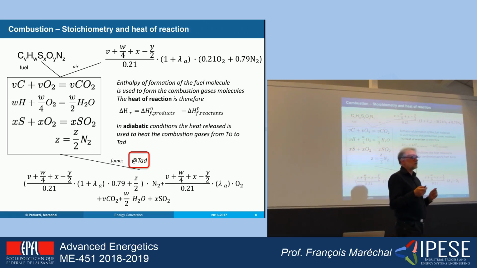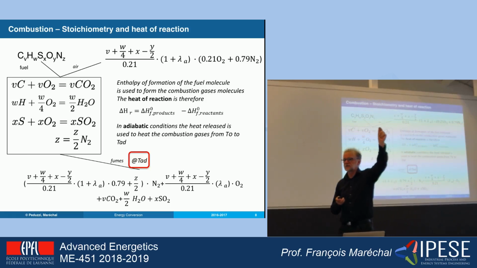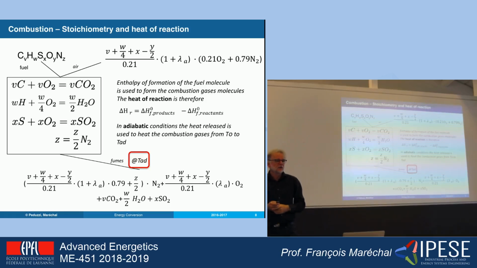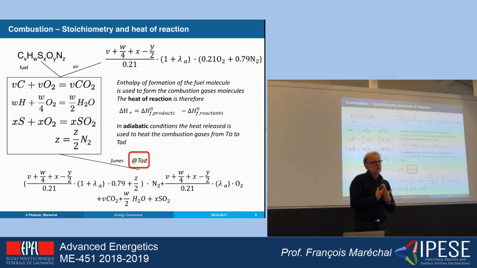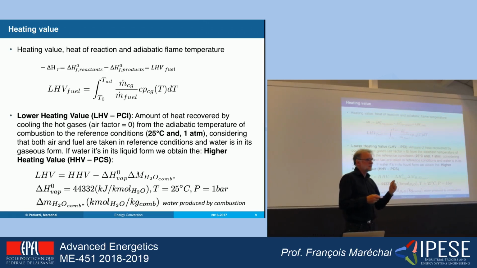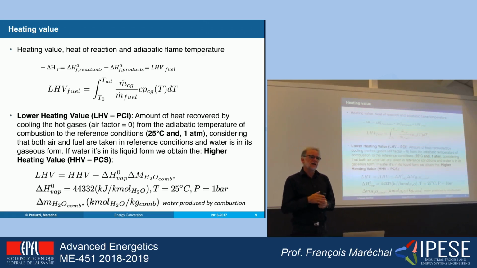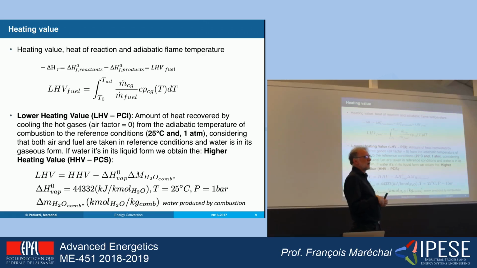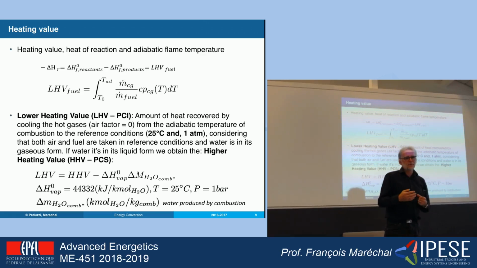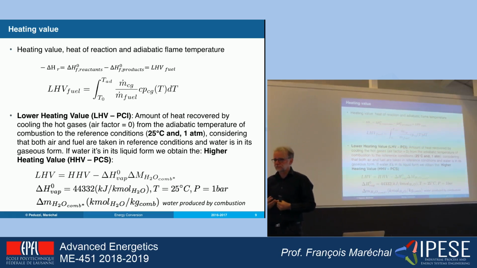The maximum amount of heat that can be harvested by cooling down the hot gases to the lowest possible temperature is named the heating value. And the heating value needs a definition of what is the lowest temperature. And by convention, this is 25 degrees C and 1 bar. And here I have to say that there are some assumptions behind, because the problem is related to the presence of water.